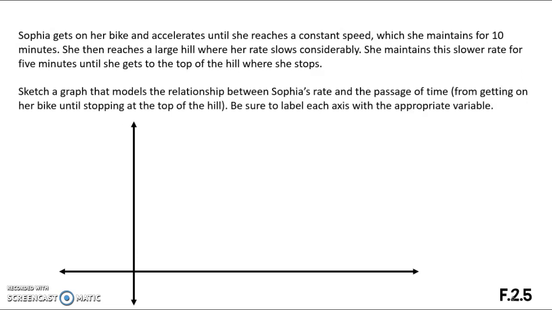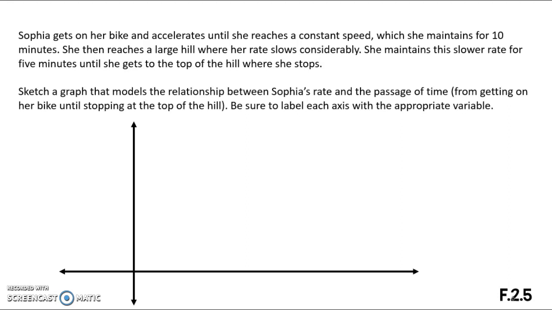So Sophia gets on her bike. Let's go ahead and read this and then we'll create a graph. Sophia gets on her bike and accelerates until she reaches a constant speed. She maintains that speed for 10 minutes. She then reaches a large hill where her rate slows considerably. She maintains this slower rate for 5 minutes until she gets to the top where she stops. Sketch a graph that models the relationship between Sophia's rate and the passage of time from getting on her bike until stopping at the top of the hill. Be sure to label each axis with the appropriate values.